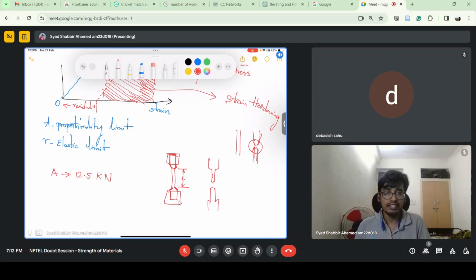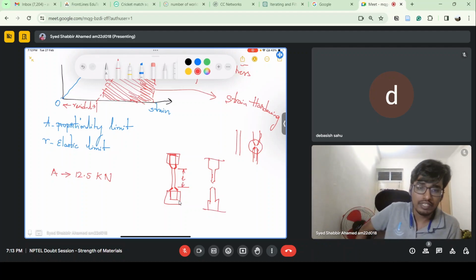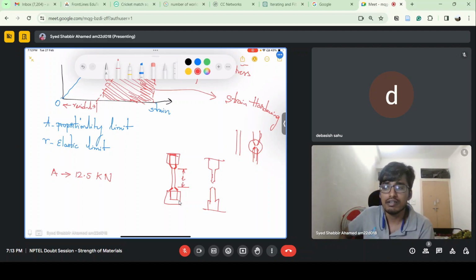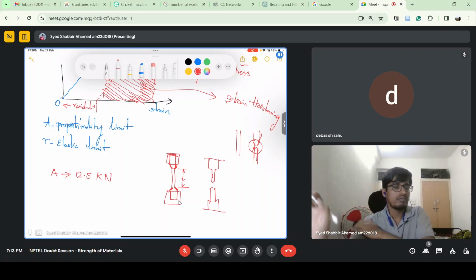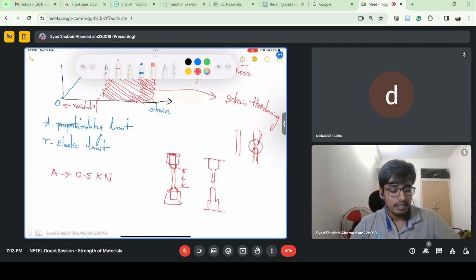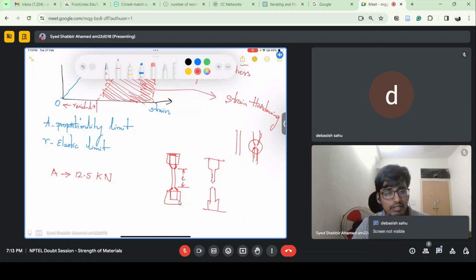There are some standards for this experiment from different societies, like the American society ASTM, which gives the standards, because there should be some consistency whenever we do testing on different materials.